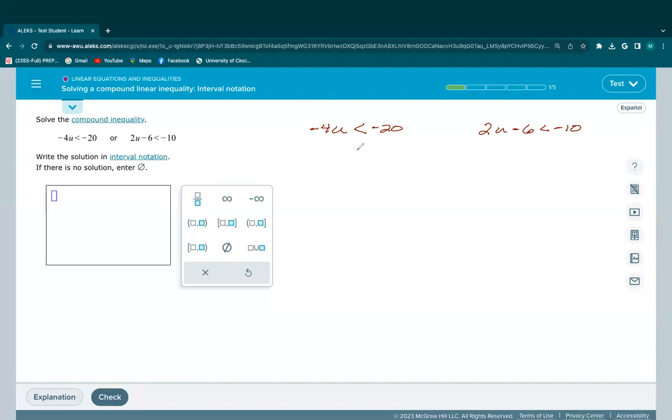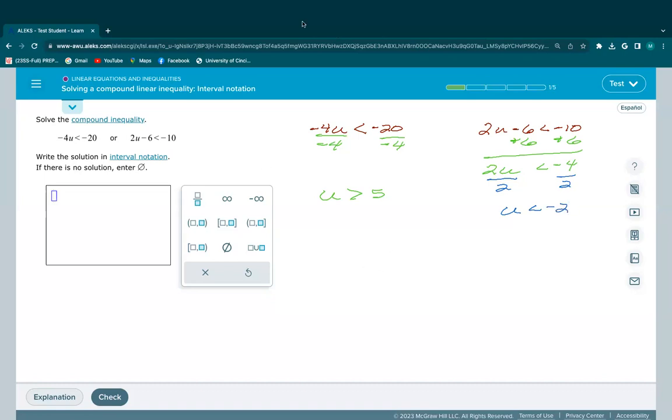Okay, so we have solving this, getting this by itself. I'm going to divide both sides by a negative 4, and I'm going to change my inequality right away. And I have u is greater than 5. I'm going to add 6 on this one, and I have 2u is greater than negative 4. Divide both sides by that 2, and I have u is less than negative 2.